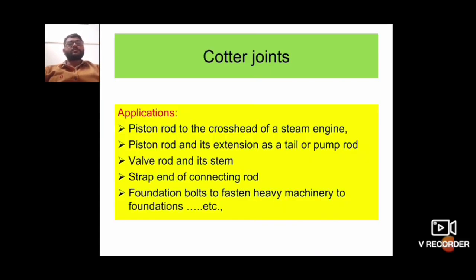Next application is strapping of connecting rod. Next application, foundation bolts to fasten heavy machinery to foundations. Other applications of quarter joint are to join piston rod and tail of pump rod, or to join spindle and fork of the valve mechanism.